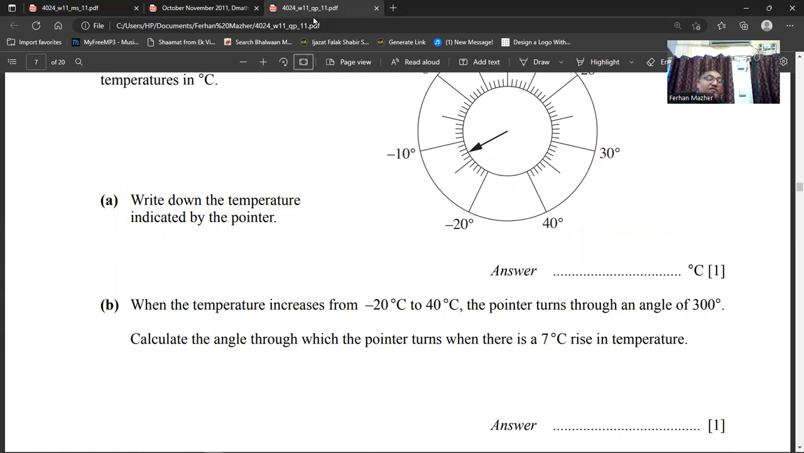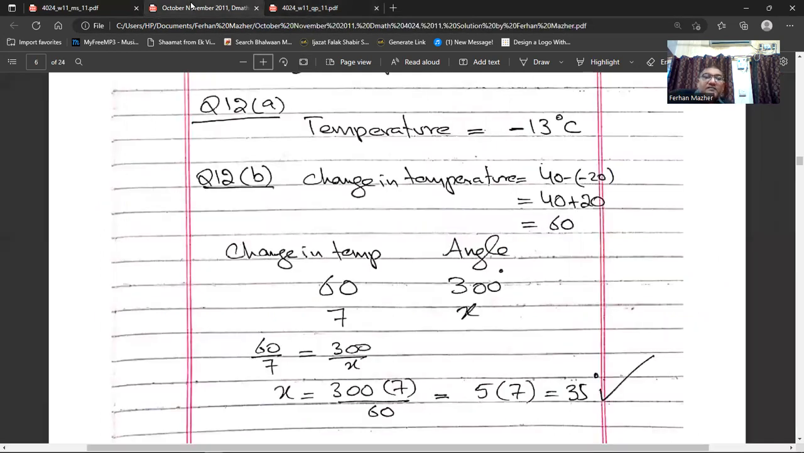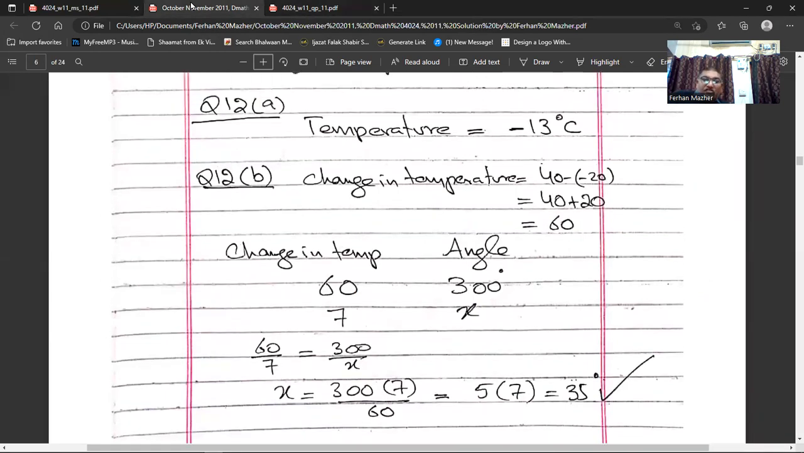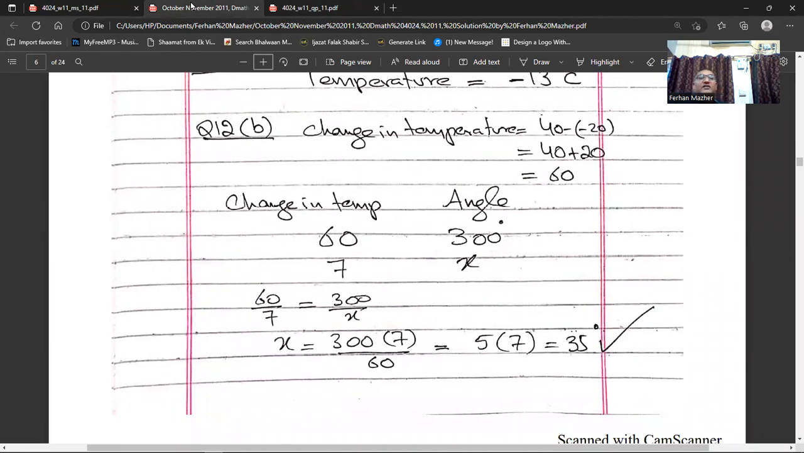So if there is a change of temperature of 7 degrees, how much will be the angle? The pointer will rotate. Okay. So I'm going to use the method of proportion, and you can see here question number 12, its B part is showing up. The change in temperature from -20 to 40 is 40 minus -20, that's 60.